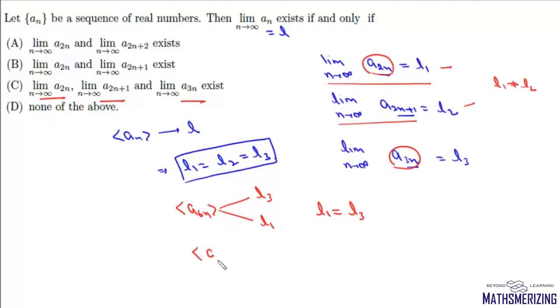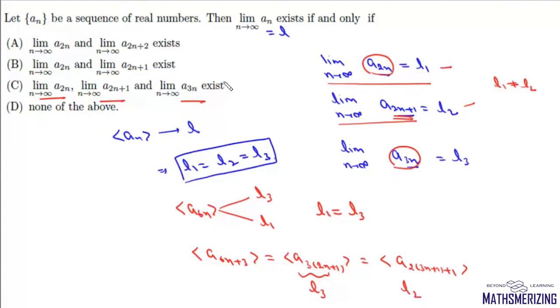Now we consider this a6n plus 3, then a6n plus 3 is a3 into 2n plus 1, and we can also write this as a2 into 3n plus 1 plus 1. Now this is a subsequence of a3n, so it will converge to L3, and this a2 into 3n plus 1 is a subsequence of a2n plus 1, so it will converge to L2.